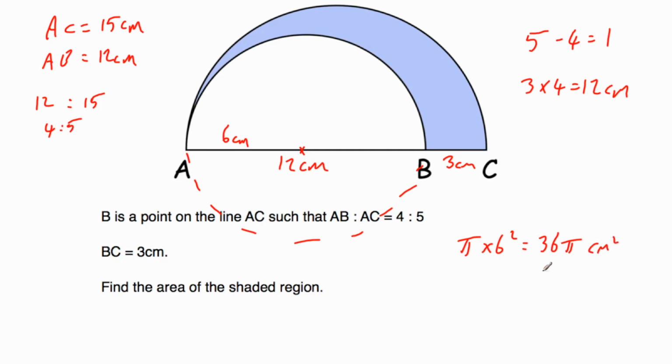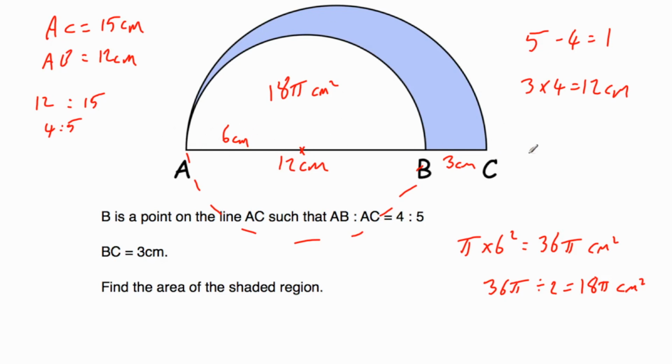I could change that into a decimal if I wanted to, but I'm going to leave it in terms of pi. So the area of this whole circle is 36 pi. If I divide it by 2, 36 pi divided by 2, that's equal to 18 pi centimeters squared. So the area of this smaller, white semicircle is 18 pi centimeters squared. We've now found the area of the smaller semicircle. We now need to find the area of the larger semicircle.